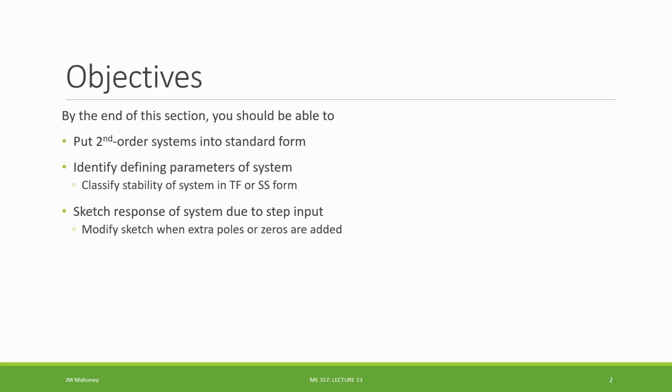And later in the lecture, we're going to see what happens if we have a third-order system or a second-order system with a 0, how that's going to change the behavior of the response.